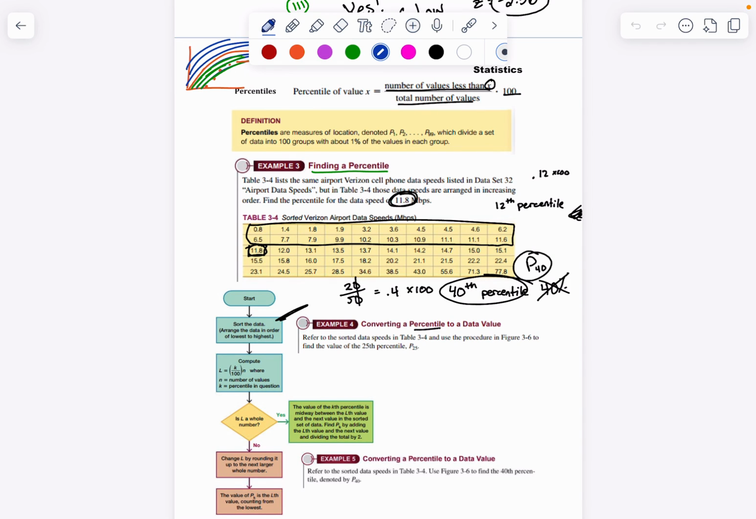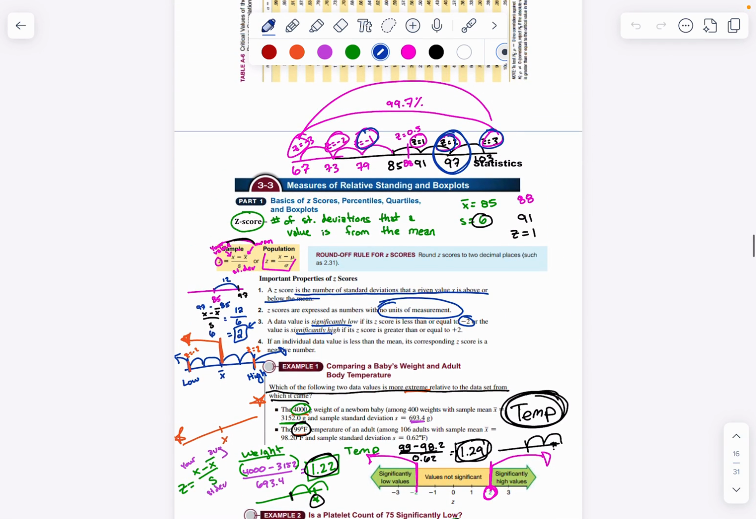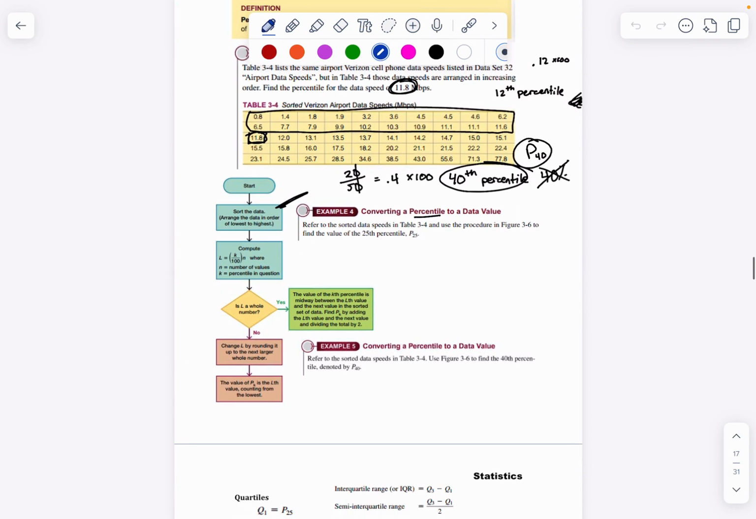Okay, Stats Kids, we're on the second half of section 3.3. This is the last section of the chapter. This chapter's gone really fast. And I'm going to start off with example 4.